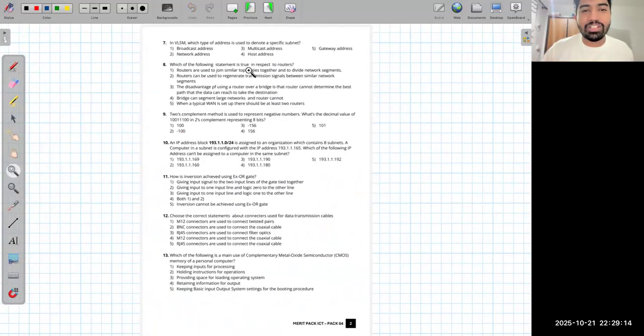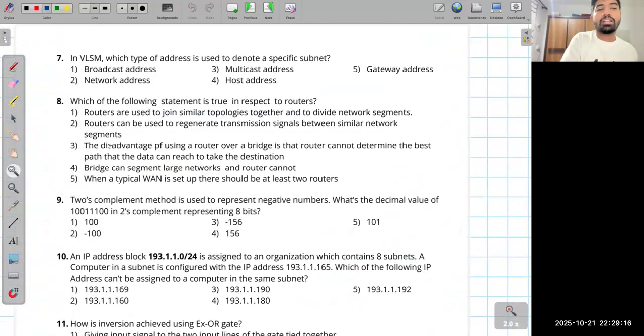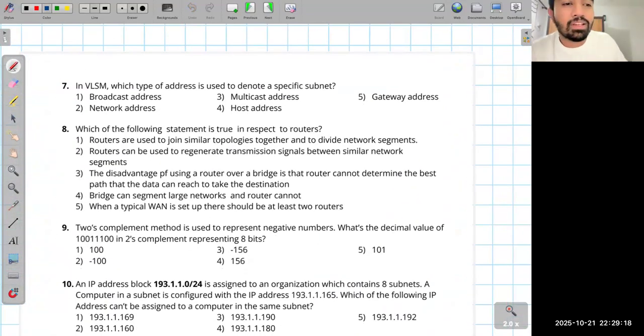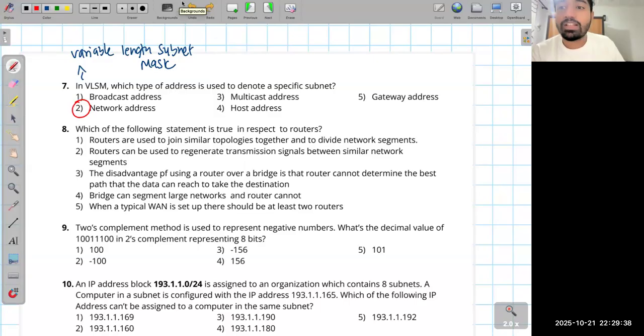Right, so let's get into the question. Which of the following is a variable subnet mask? What is VLSM? Variable length subnet mask. Okay, which type of address is used to denote a specific subnet? Network address. A network address, you have to denote the specific subnet.